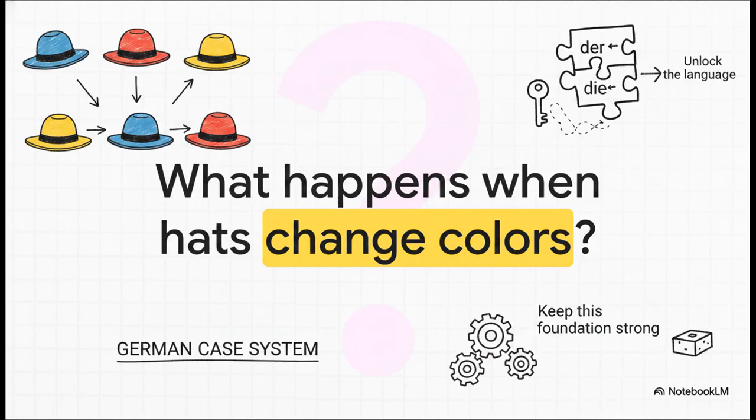You guys have built an incredible foundation today. You know the 3 genders, you're armed with the colored hat trick, and you know the golden rule. But I do have to leave you with a bit of a provocation. Because now that you know these hats, well, what happens when those hats start changing colors? Yeah, you heard me. Because in German, those articles, der, die, and das, they don't always stay the same. They actually shift and change depending on exactly what the word is doing in the sentence. It's called the German case system, and it is the ultimate key to unlocking the entire language. So are you ready to see how the whole puzzle fits together? Keep this foundation really strong, and we'll dive into that in the next one.